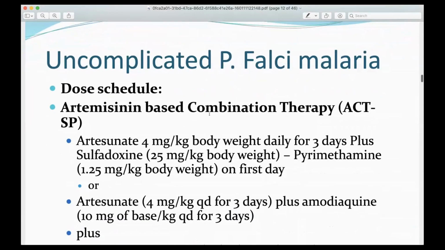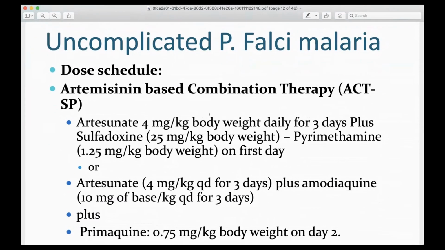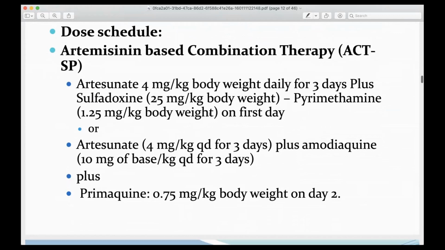So next we come to uncomplicated falciparum malaria. Falciparum malaria, you know, has a very bad effect on the brain. They can easily cross the blood-brain barrier, so they produce neurological symptoms. So in that case, the best is you start with artemisinin based combination therapy rather than chloroquine only.